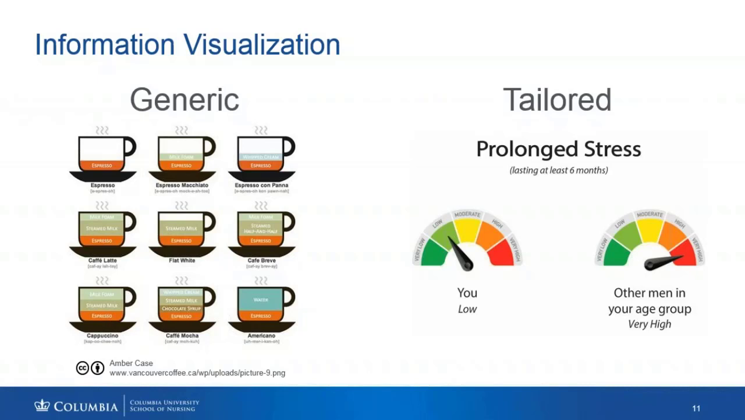On the left is an example of what I call a generic infographic, in that it's static. Everybody who sees this sees the same image. In this case, this is very useful for me because I don't drink coffee, and to me it's a mystery why there's a million names for coffee. On the right is an example of a tailored infographic, which means that we have some data, some information about the viewer, and the characteristics of the graphic change to display those data back to the viewer.